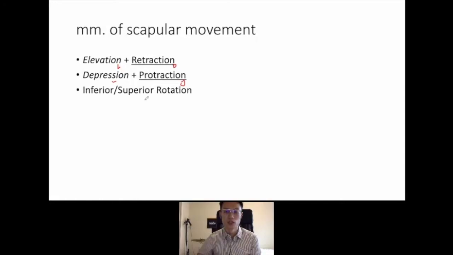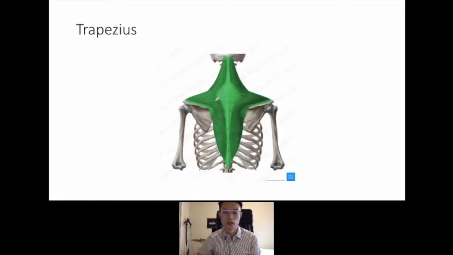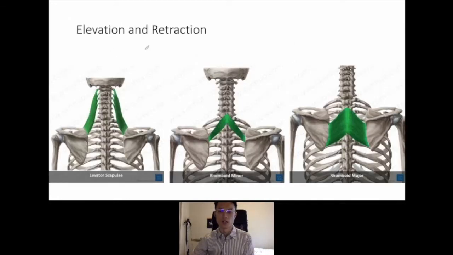You can see that I listed the trapezius muscle separately here, and that is because the trapezius muscle does most of the movement of the scapula. Depending on the point of contraction, it can elevate, depress, and retract the scapula. And when contracting together, the trapezius can superiorly rotate the scapula. Now let's take a look at the elevation and retraction.